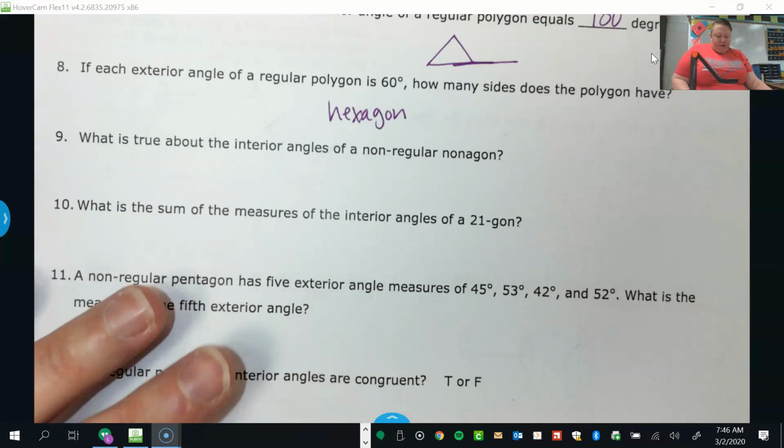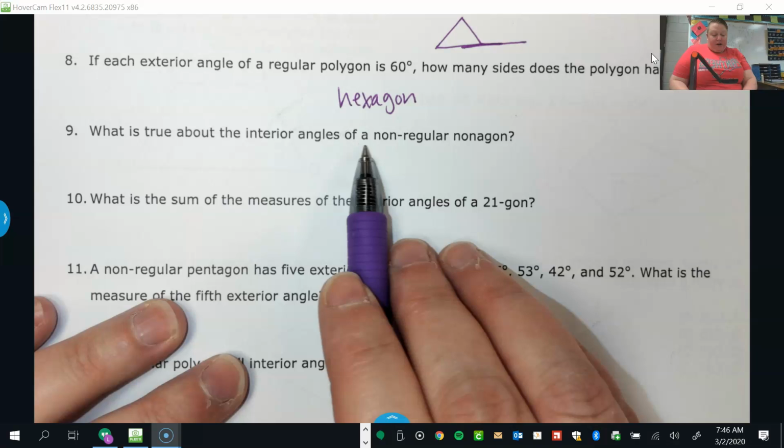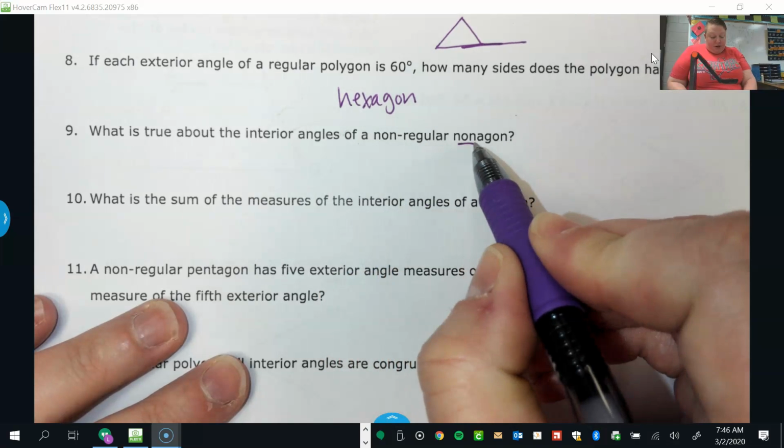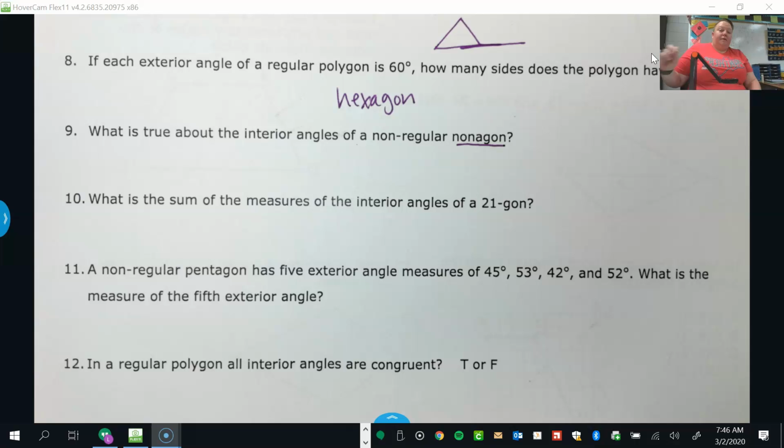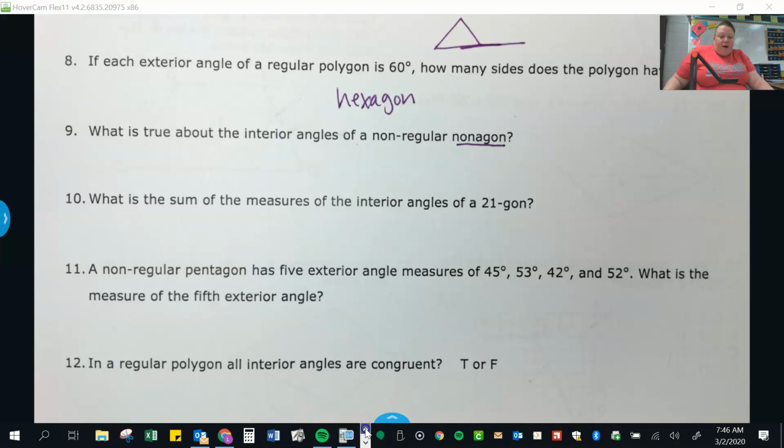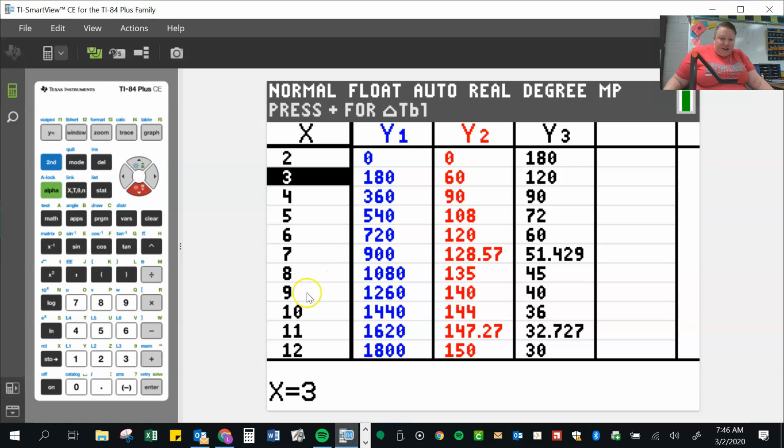What is true about the interior angles of a non-regular nonagon? For the sum of the interior angles, it doesn't matter if it's regular or not, meaning they don't have to all be congruent to each other. They still have the same sum as a regular figure. So we just need to find what the interior angles of a nonagon equal. A nonagon is a 9-sided figure, and the sum of its interior angles is 1260.